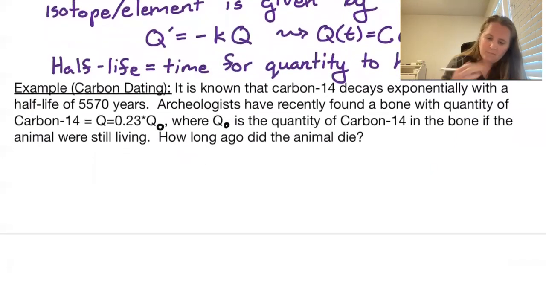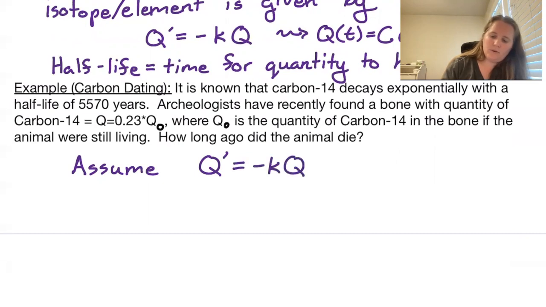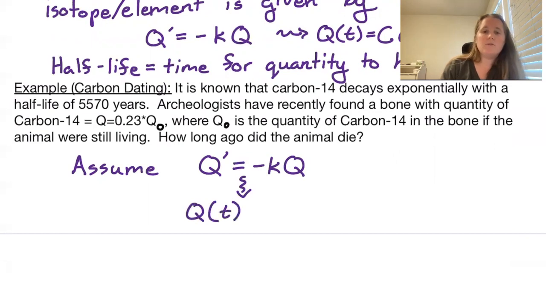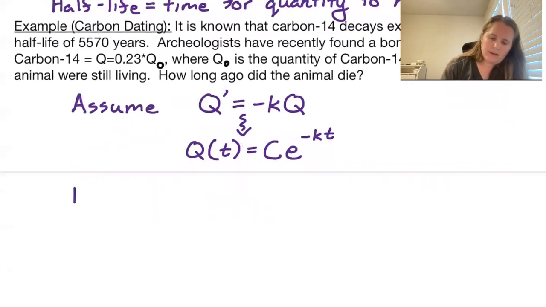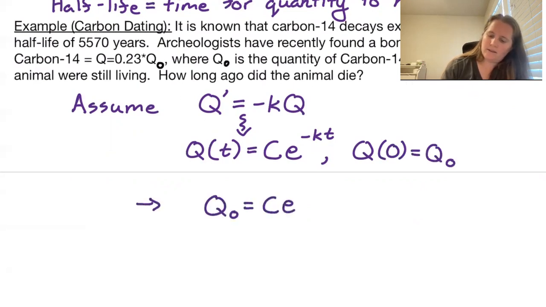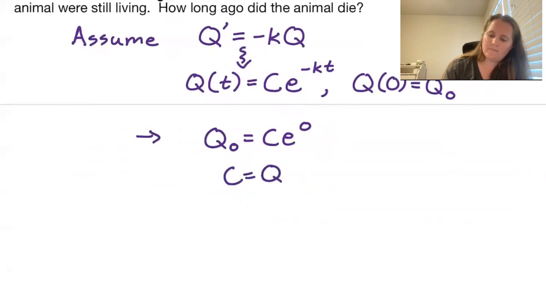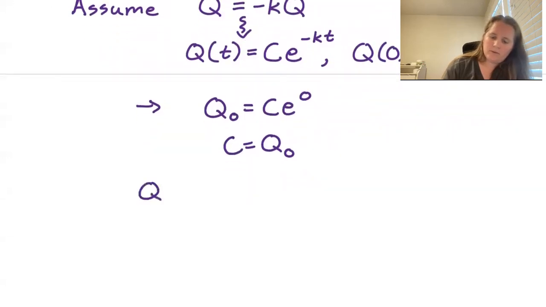So in this case, we can assume that Q prime is equal to negative K times Q, or more officially, we can jump to the formula Q of t is equal to some constant C times e to the negative kt. If we assume Q of 0 is equal to Q naught, then we have Q naught is equal to C e to the 0th. So we get C is Q naught. So we're working with Q of t is equal to Q naught e to the negative kt.